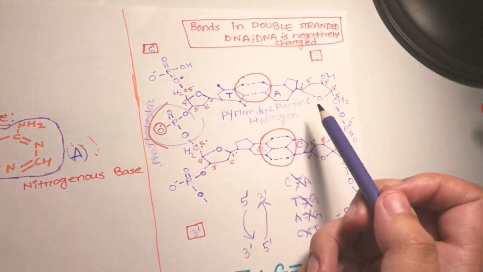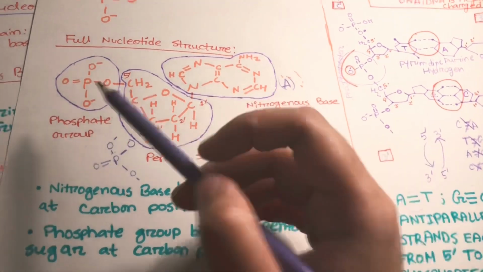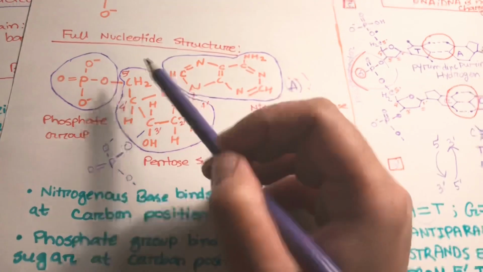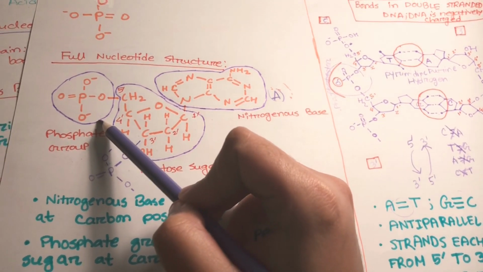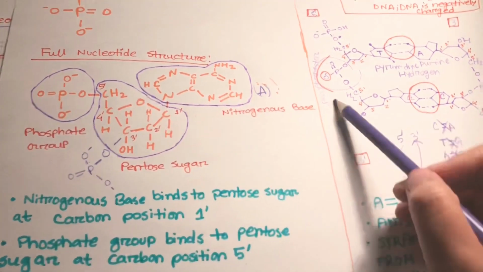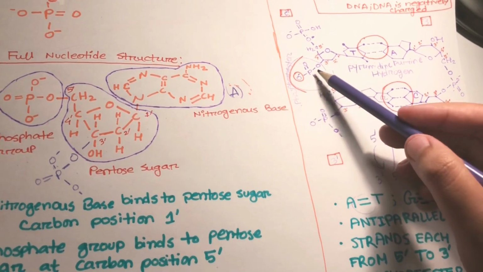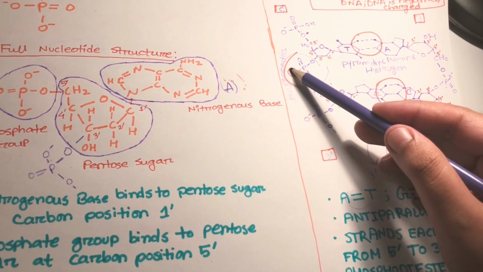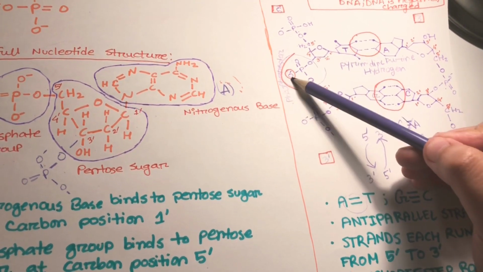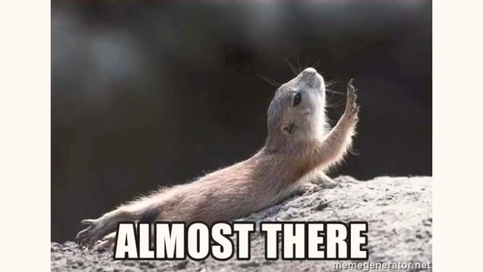There is one more thing about our DNA, which is that our DNA is negatively charged. Why is that? It's because in one nucleotide structure we have this phosphate group present. If one nucleotide binds to another nucleotide, as you can see here, there is one oxygen present which has a negative charge on it, and this is the reason why our DNA is negatively charged.